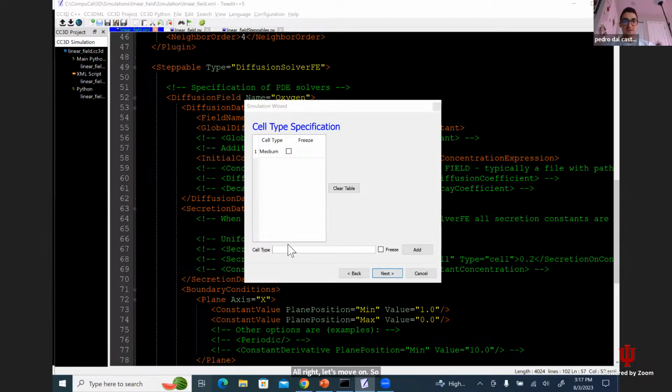In cell specification, just put a cell, whatever. CompuCell needs a cell, so it prevents some bugs, because sometimes it tries to find a cell that's not defined, and it can crash. So put a cell, whatever.